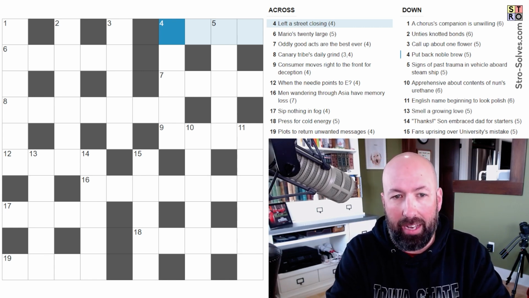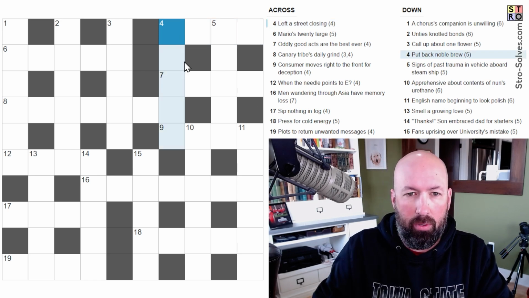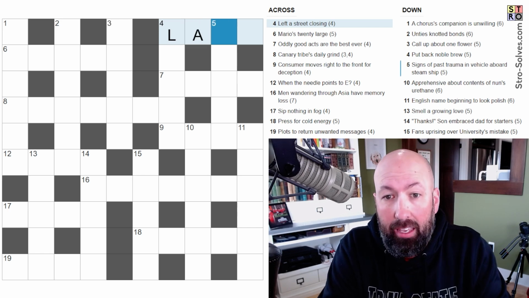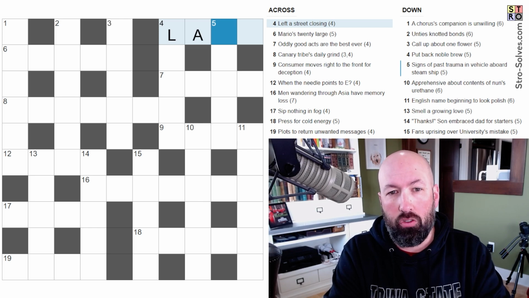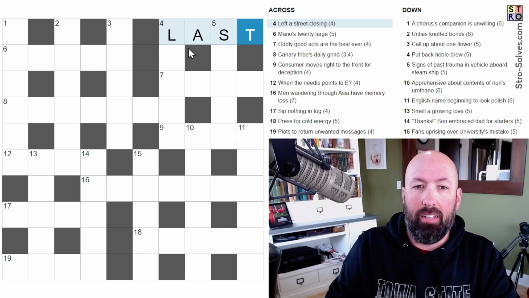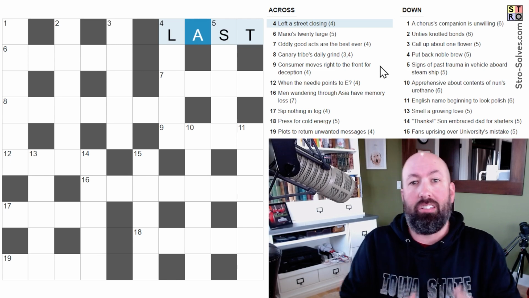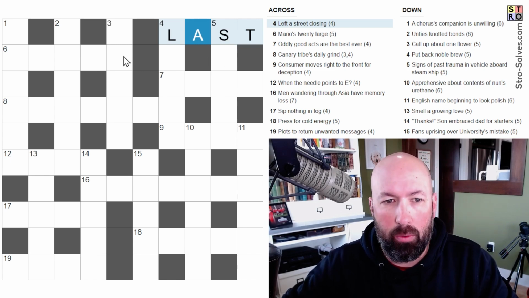So in this, we're doing an L for left, and it's not letting me type in. Why not? L for left. There we go. Just the letter A. It's left, A. It's just the A itself. And then street is ST, and last can mean closing. It's in closing. This is the last one. So there you go. That's how that one works.